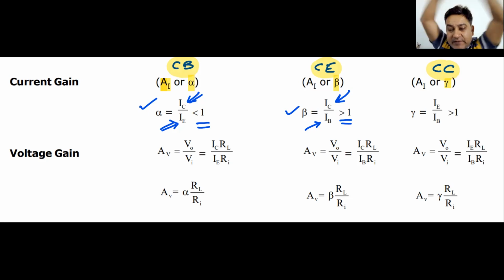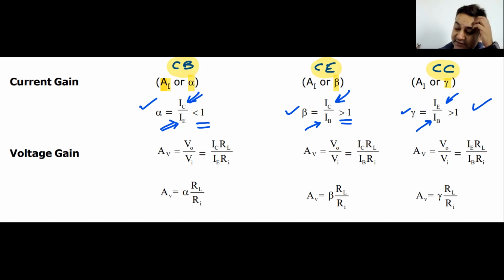Can I have some raised hands from everyone to show that we are in the class? Okay, great. Coming to gamma, it is common collector, and therefore the output is emitter current, input is base current. Remember, base current is always the smallest, and therefore this is always greater than 1. Is there any confusion in this? If there is any confusion, please raise your hand so that I can see.